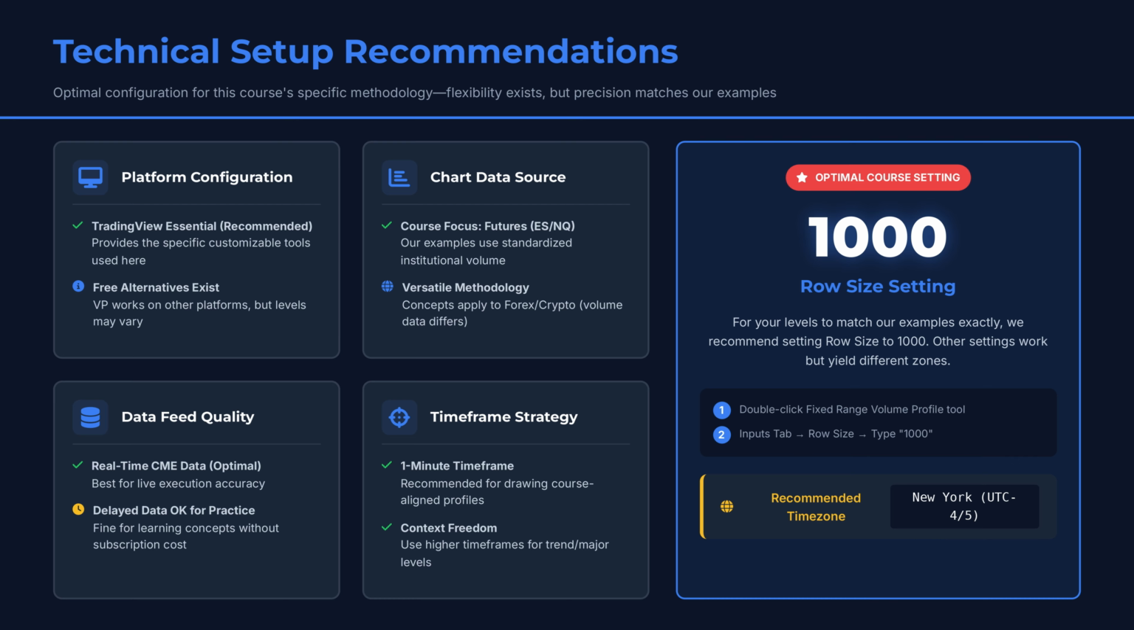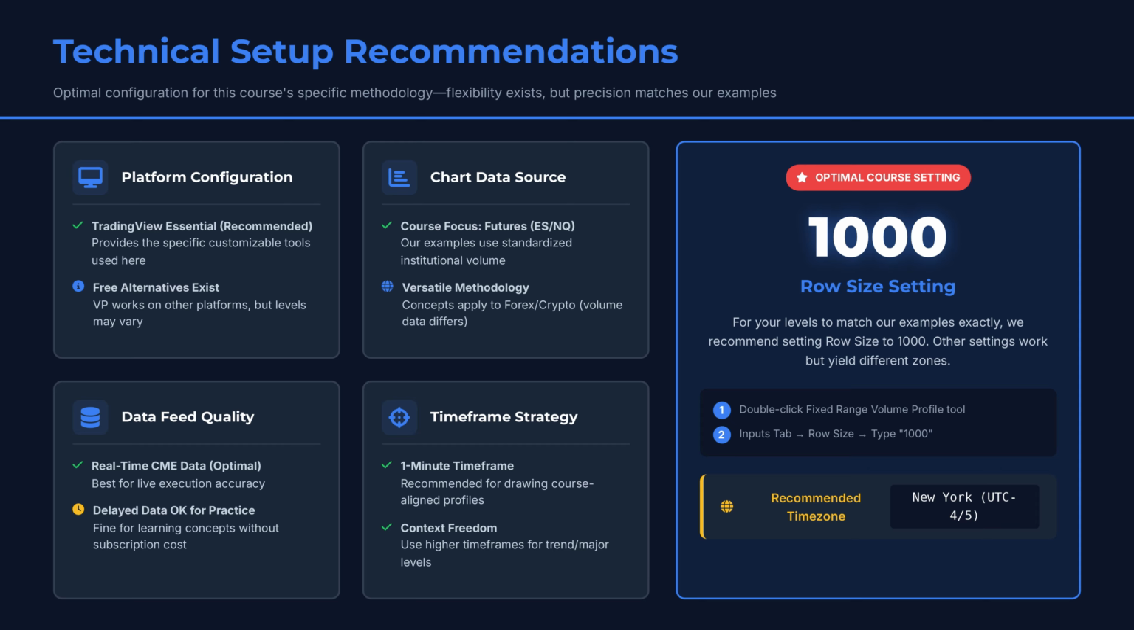Now, here's the most critical setting for following this specific methodology: your row size setting for the fixed range volume profile tool. This is the one setting where precision really matters. Let me walk you through it step by step. Step 1. Open TradingView and load an ES or NQ 1-minute chart. Step 2. In the left-hand toolbar, find the Fixed Range Volume Profile tool. It looks like a vertical histogram icon. Click it. Step 3. Draw a profile on your chart, for example, from yesterday's 9:30 a.m. open to 4 p.m. close for the previous day RTH.